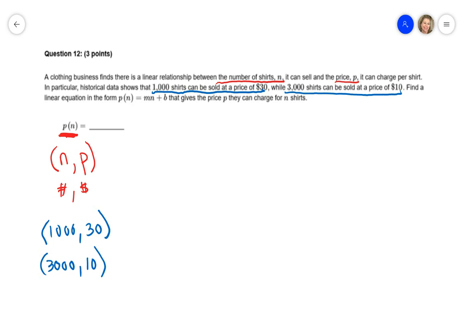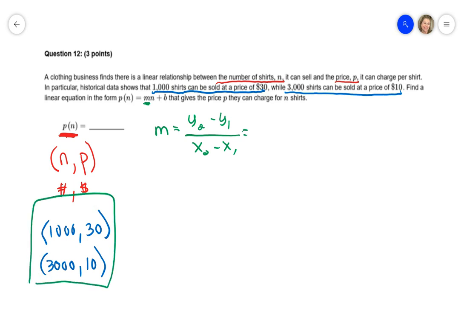So what I'm going to use is, first of all, M is your slope. And if you remember, slope is defined as the change in Y over the change in X, when X sub 1, Y sub 1, and X sub 2, Y sub 2 are any two points on the line. Well, we were given two points right here. So you can call either one of them the first point and either one of them the second point. It doesn't matter. The equation will come out correctly the same way.